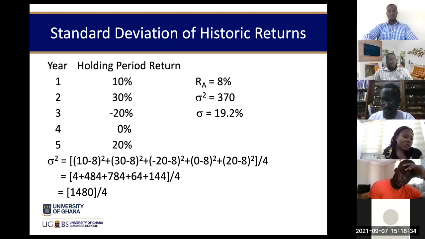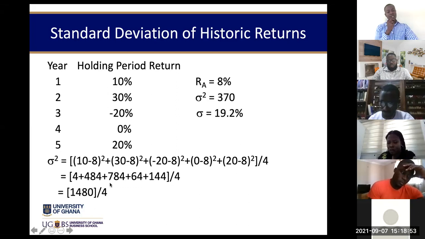Ladies and gents. But why would you lose 20%, whereby you were promised 8%, and even that 8% you are not getting it?